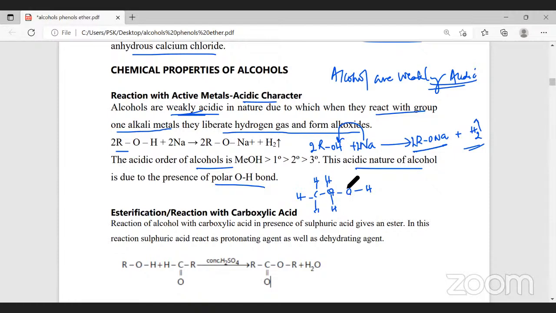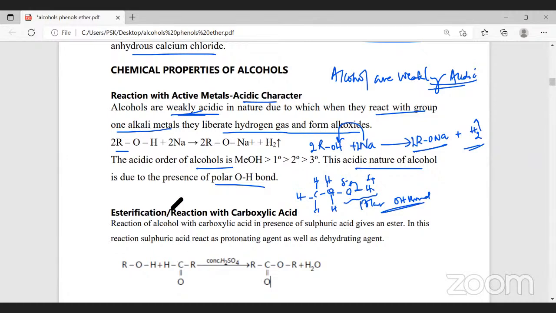this is CH and OH. Hydrogen is electropositive. Therefore, this bonded pair of electrons will be pulled towards oxygen. Oxygen gains negative charge. Hydrogen gains what charge? Positive charge. This is called polarity, or polar OH bonds in alcohols. So due to the presence of polar OH bonds, alcohols are acidic in nature.